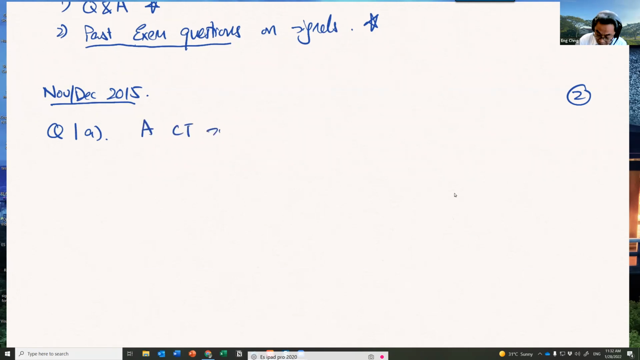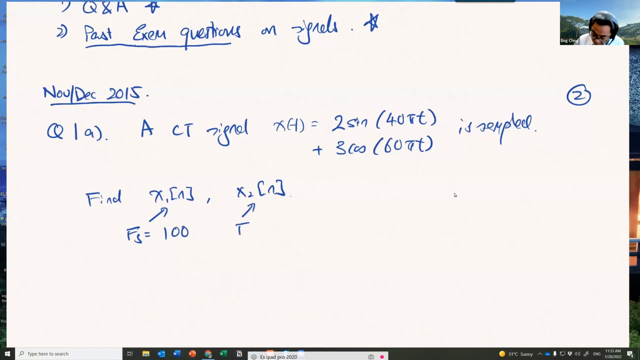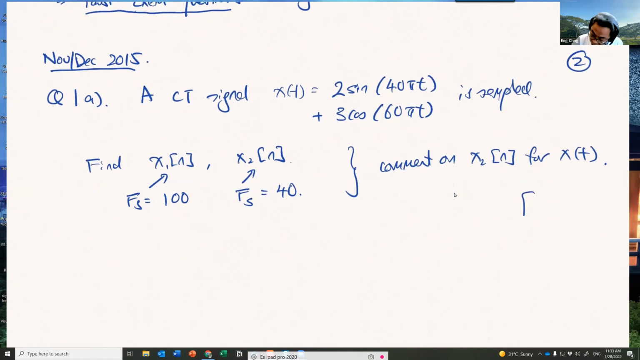A continuous time signal x of t is given by the equation sine 40 pi t plus 3 cosine 60 pi t, and it is sampled. The question is very interesting. It says find x1 of n and x2 of n. What is x1 of n? Using fs, sampling frequency, equals 100. x2 of n, using sampling frequency equals 40. That's the question. And then comment on x2 of n for x of t. This is a 6 marks question.